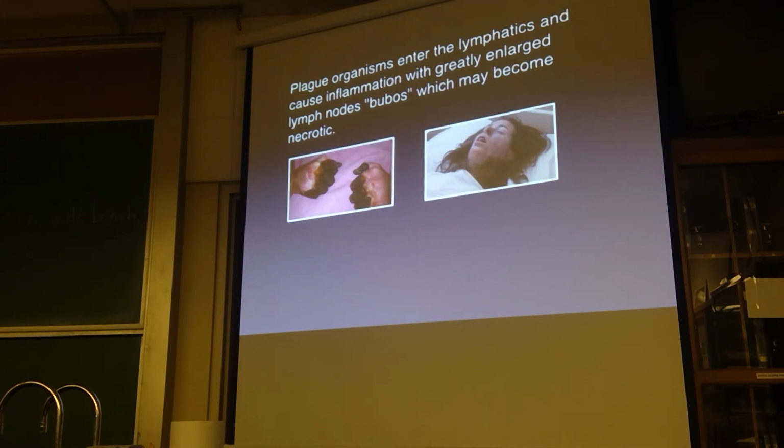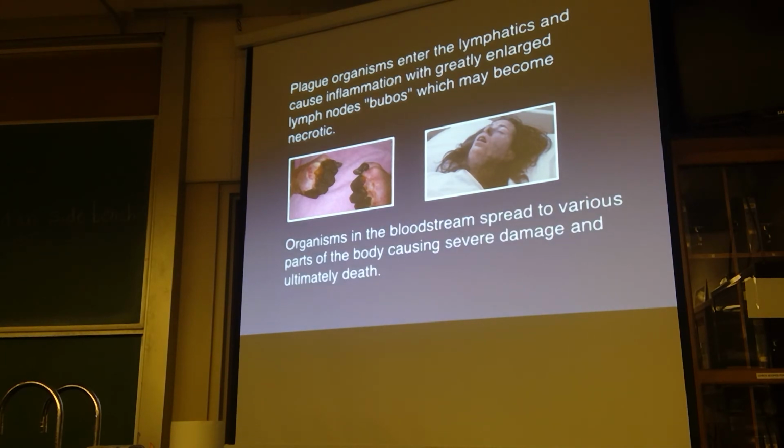This is showing some of the damage caused by plague. It gets into the lymphatic system, causes enlarged lymph nodes, which were called the buboes, associated with bubonic plague. But then you see necrosis in the tissue. So they can cause severe damage and death.